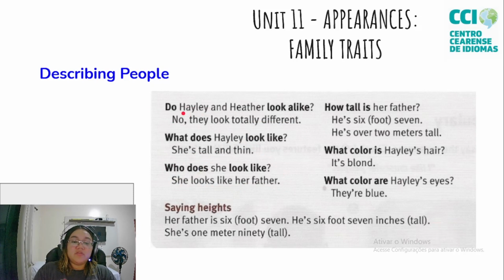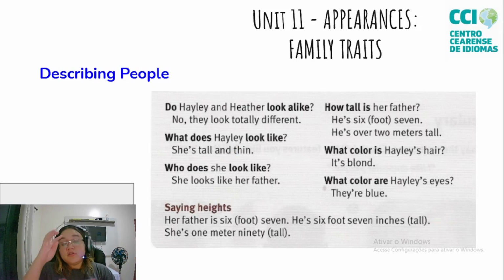Here we want to know if Haley and Heather look alike, right? If they're similar. Here we want to know, what does Haley look like? We want a description of Haley's appearance. And lastly, we have, who does she look like? We want to know, who does Haley look like? Does she look like her mother? Does she look like her grandmother? Does she look like her father?